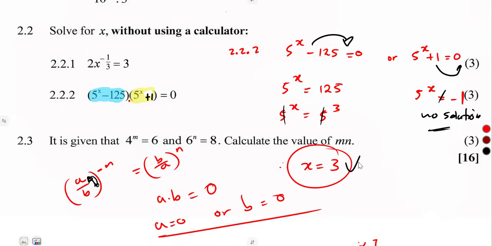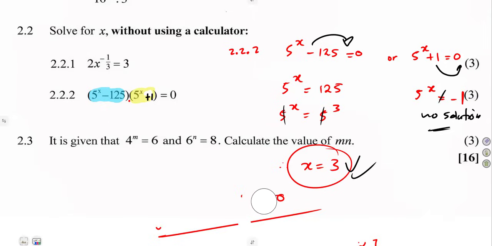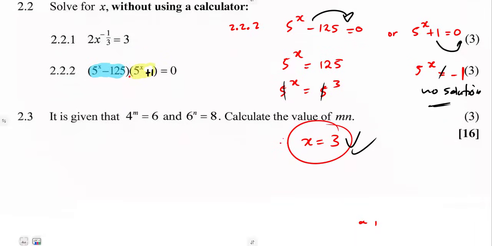So the only one is x is equal to 3. From the first one, we have a solution. So that is going to be our x value, which is 3. Just like that.